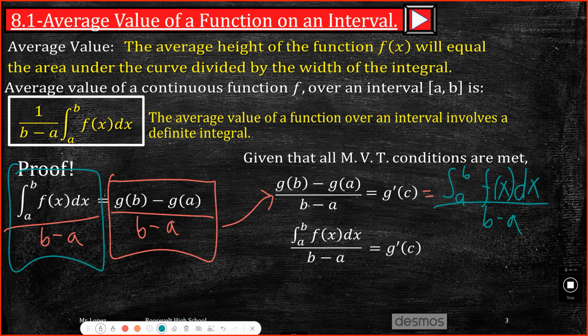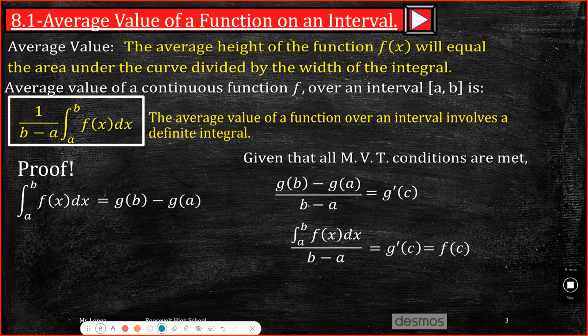I don't know. Do you believe it? Sure. It logically makes sense what I just said. It's true. The average value is equal to G prime of C, which is G prime of C equal to F of C at some point. So now this is equal to this because yes, G prime of C is equal to F of C. That is true.